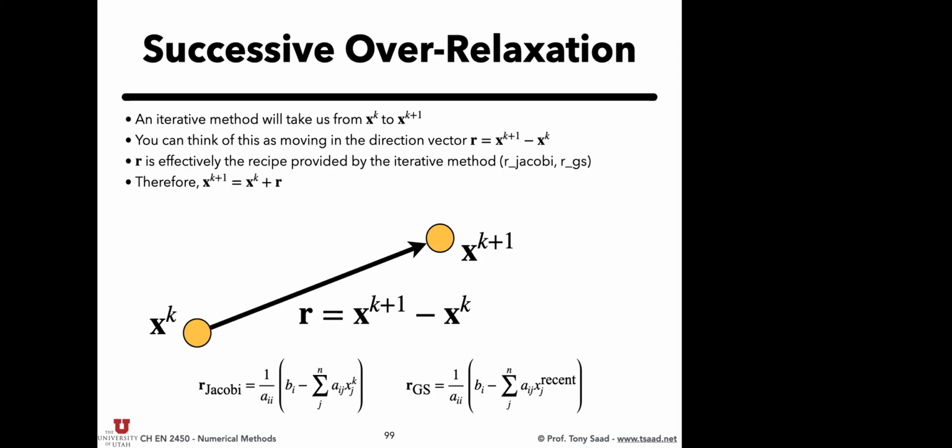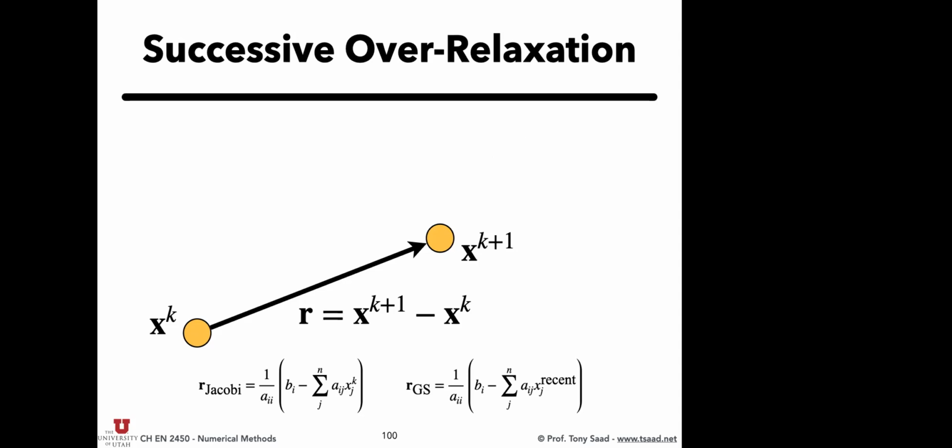Now, one might say that xk plus 1 is xk plus r, which is a tautological calculation. However, the power of the symbol here is to assume that r is just a recipe. Could be Jacobi, could be Gauss-Seidel, could be something you invent tomorrow. It's just a recipe. It's the direction of the true solution.